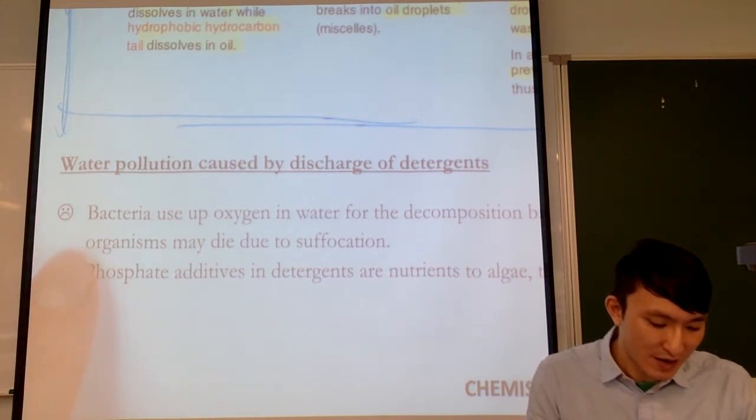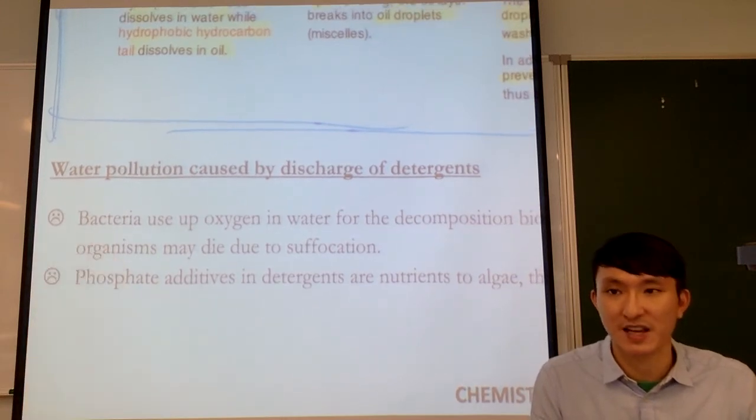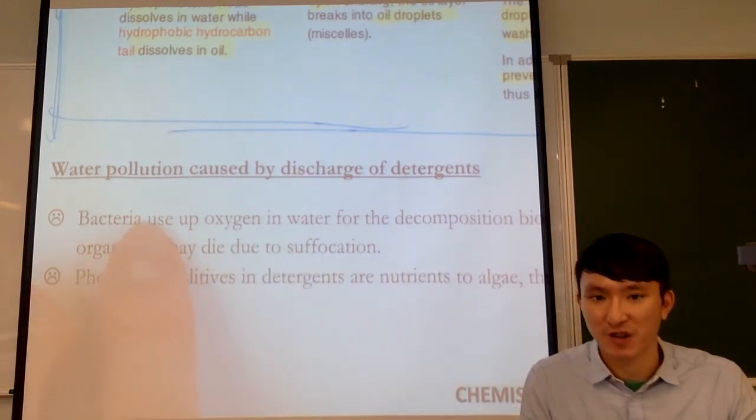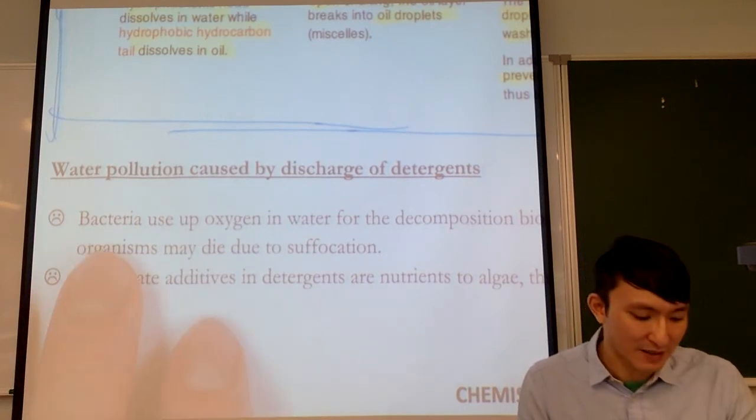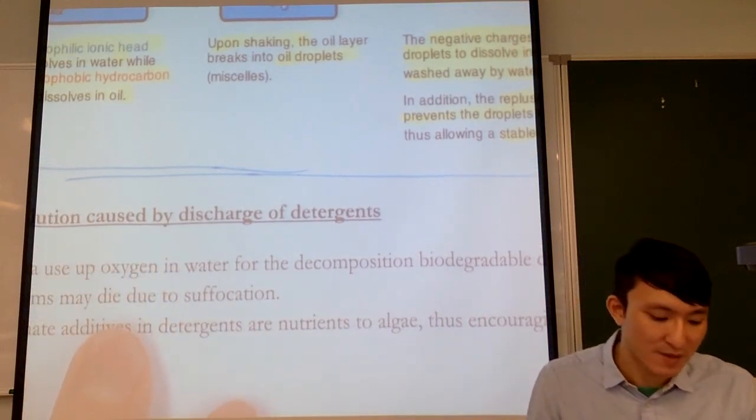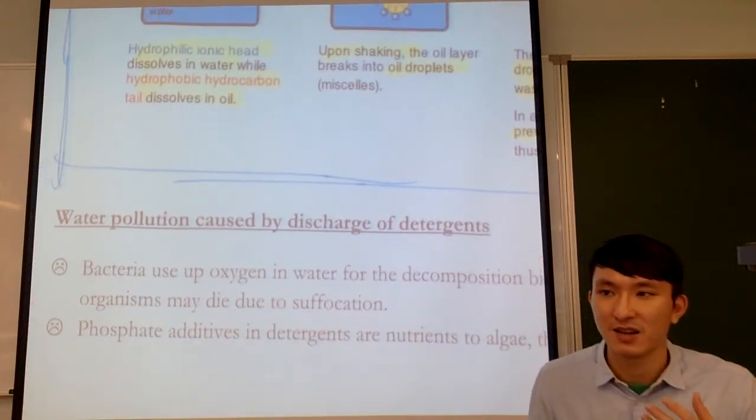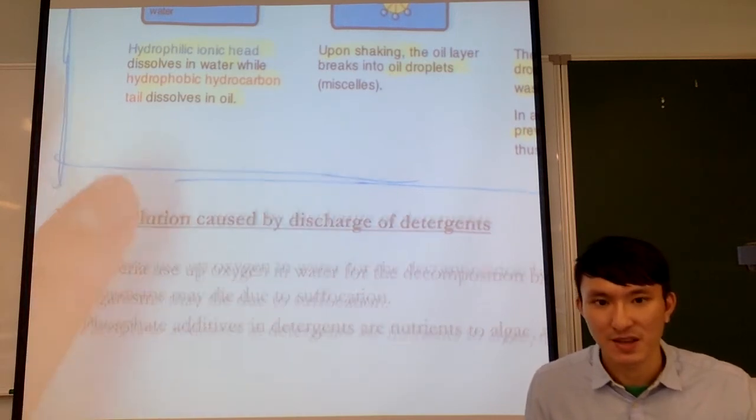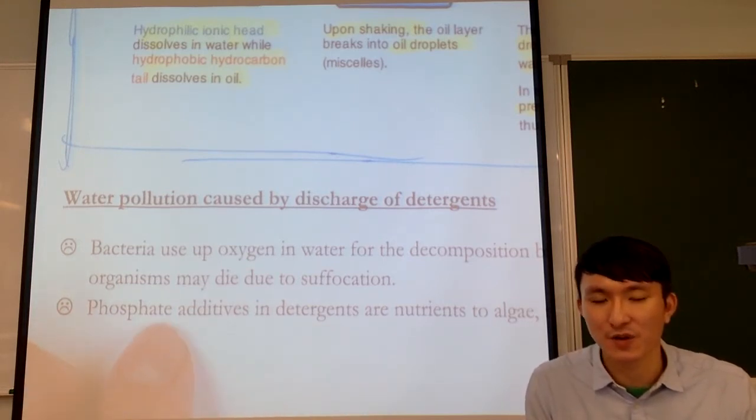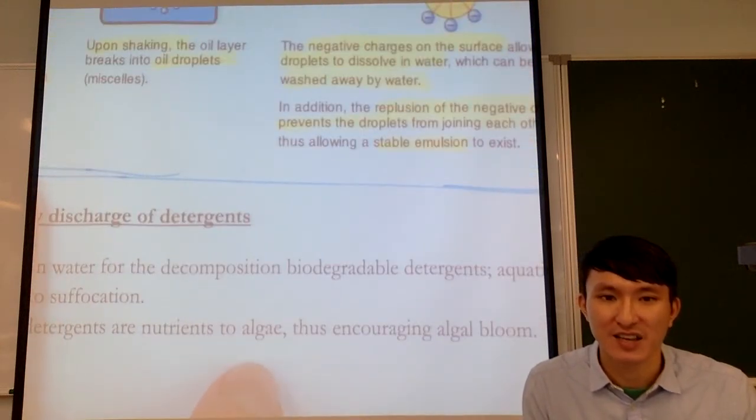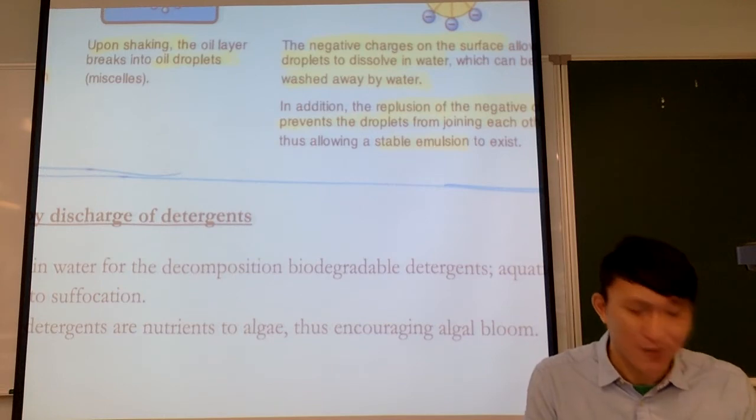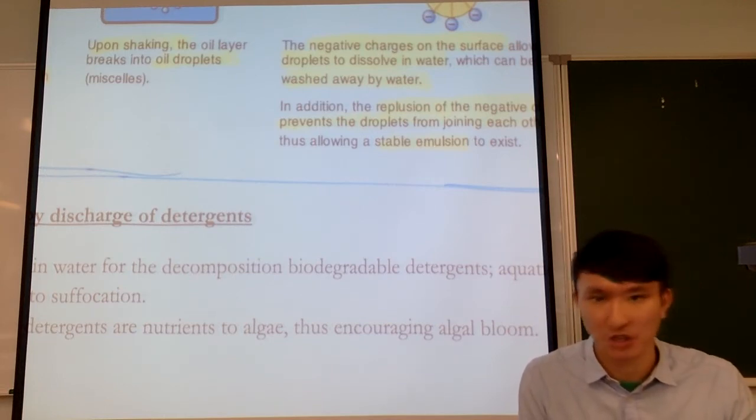The reason is, first of all, some detergents, for example, the soapy detergent, because they come from plant oil and animal fat, are actually food for bacteria or microorganisms. So if you have a lot of those soap detergents, then bacteria will feed on those detergents, and as they do so, they will use up the oxygen in water, so the organisms may die due to suffocation. And if the microorganisms secrete toxins, it may also kill the aquatic organisms. Also, in detergent, especially the soapless detergent, they may add some phosphate additives. Phosphates are the goodies for algae, so it may encourage algal bloom, okay? So these are the environmental problems associated with detergents.